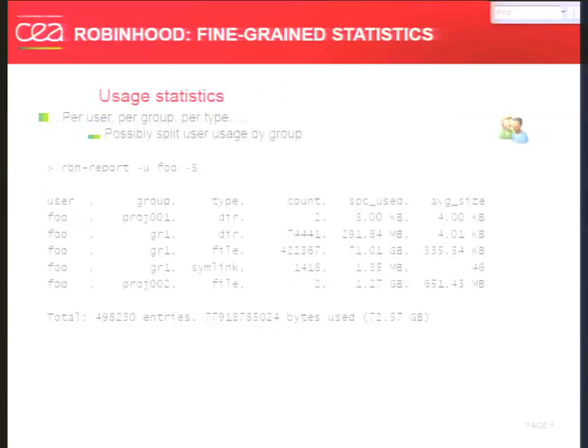We can also have a lot of statistics using RBH report. You can split it by group, by type of files. There is a very interesting feature, I will talk about it after that. It's average size per user per group. For example, here you can see that for only one user, we've got this usage split by the different groups he has.